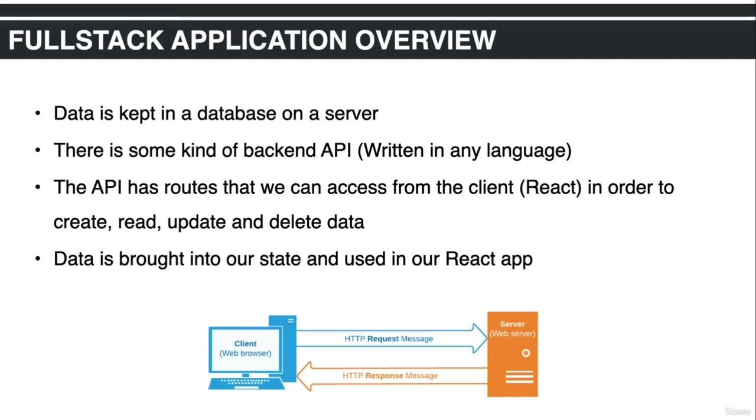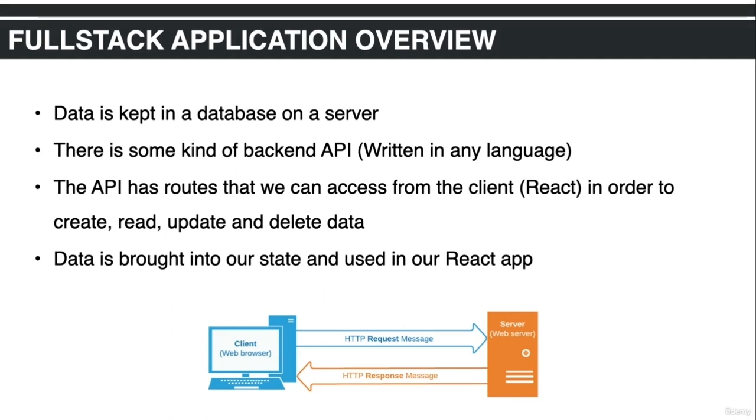So this API could be written in just about any language. It could be Node.js, which is JavaScript. It could be Python, PHP, C#, or any other language. And you typically use a backend framework like Express, Django, Laravel. There's all types of frameworks for just about every language.